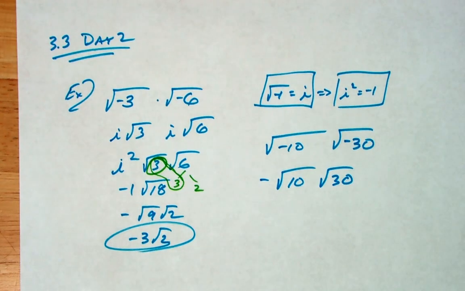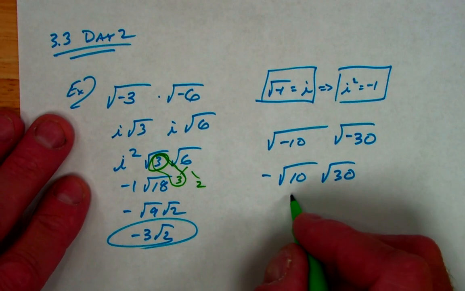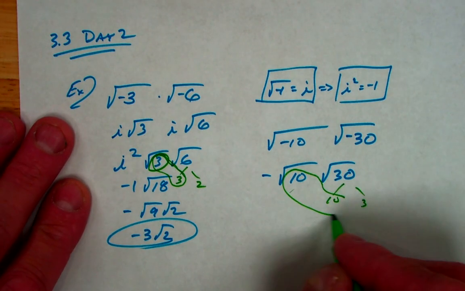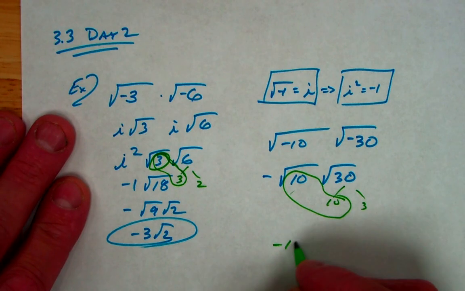Do 10 and 30 share any factors? What do they share? They share 5, but they also share 10. Okay? So we could do this, again, one of two ways. We could see there's a 10 there, and there's a 10 and a 3. Ooh! A pair of 10s. Ooh! That's going to come outside. I just kind of like making that sound.